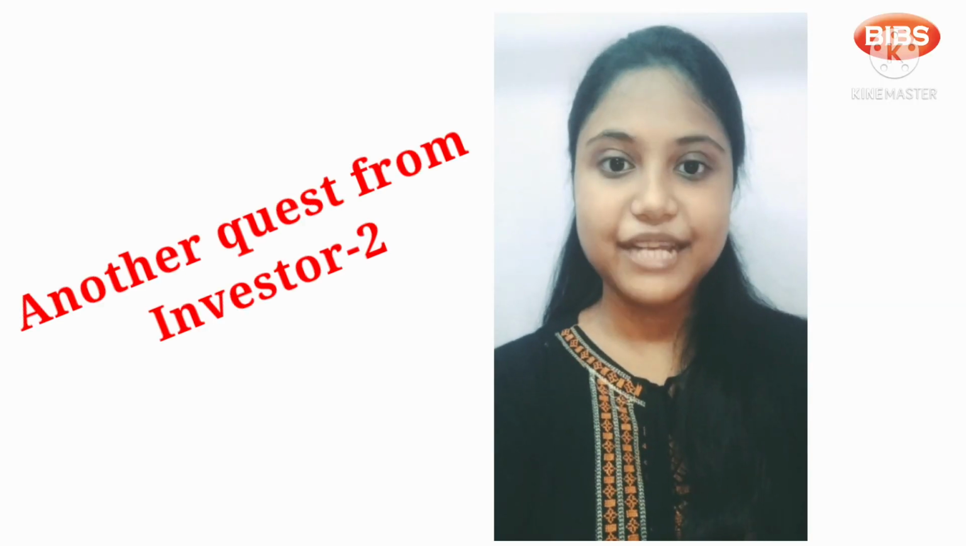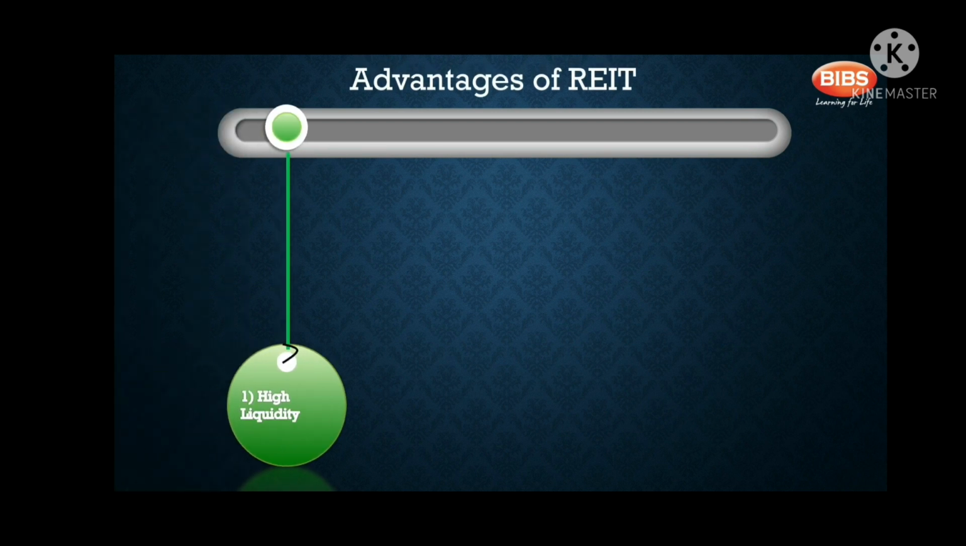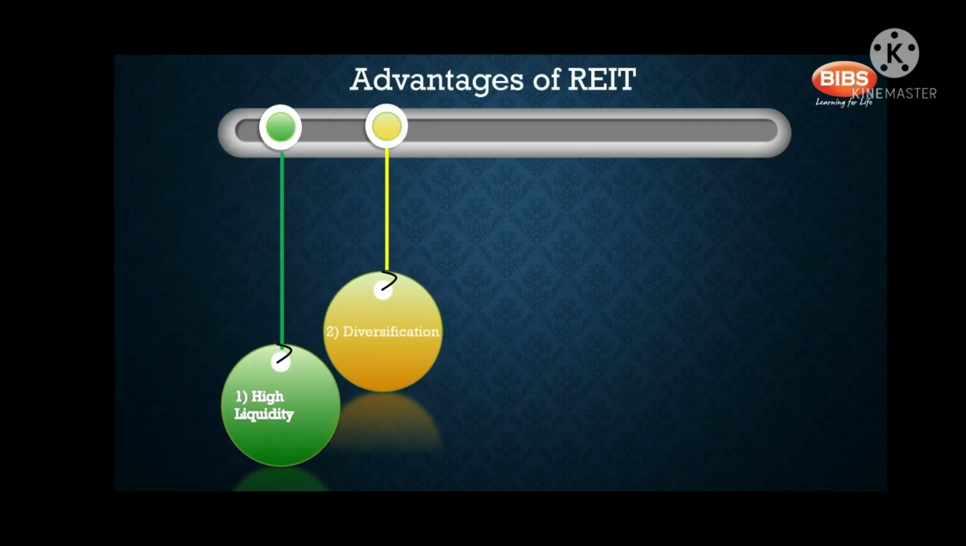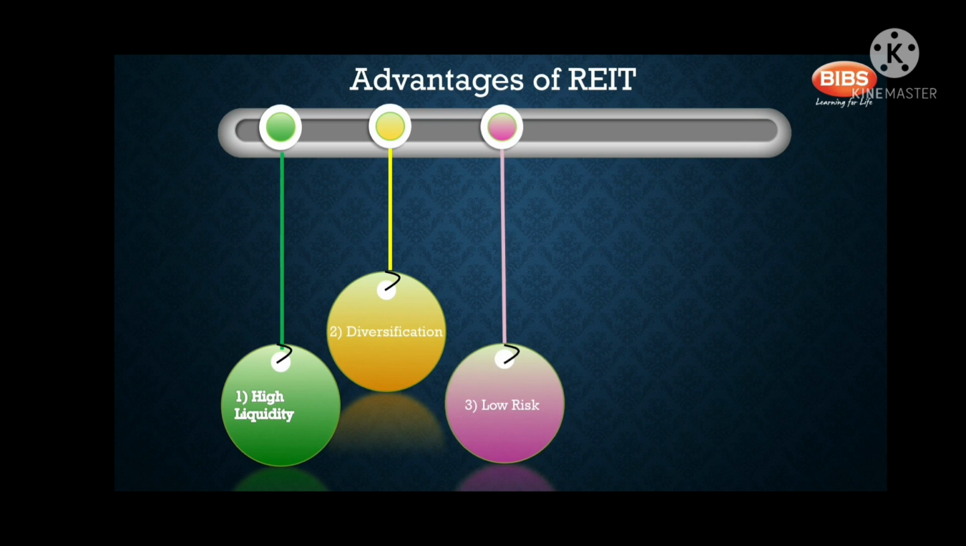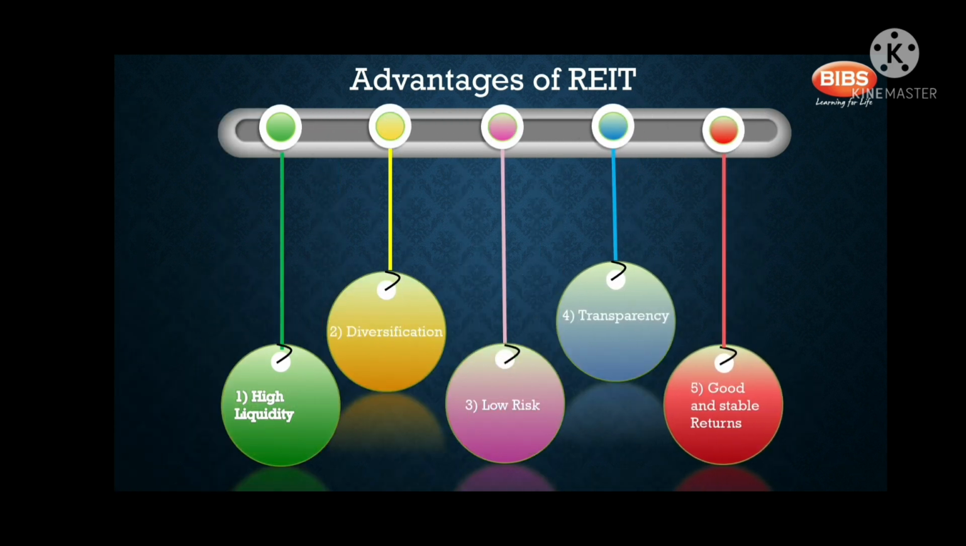Tell me, what are the benefits that we will get if we invest in a REIT? First, high liquidity, which means easily convertible to cash. Second, diversification, which means that the REIT actually diversifies your portfolio with different assets. Then, low risk. It is comparatively less risky than other investments. Transparency. REIT provides all the information to its investors. The REIT also provides good and stable returns to all its investors.